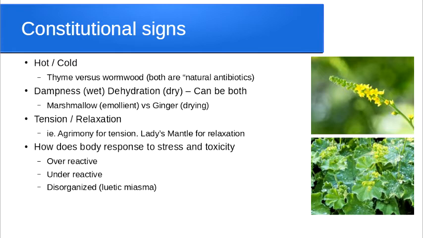Tension versus relaxation, same thing. On the pictures to the right, the top one is agrimony, there's lady's mantle below. Both are traditionally used for many women's problems like PMS. They could be used for anxiety, insomnia. So if you look at the conditions these herbs treat, they're like the same. But agrimony is for people with a lot of tension, tightness in the muscles. Lady's mantle, you're going to see the opposite. You're going to see a lot of relaxation.